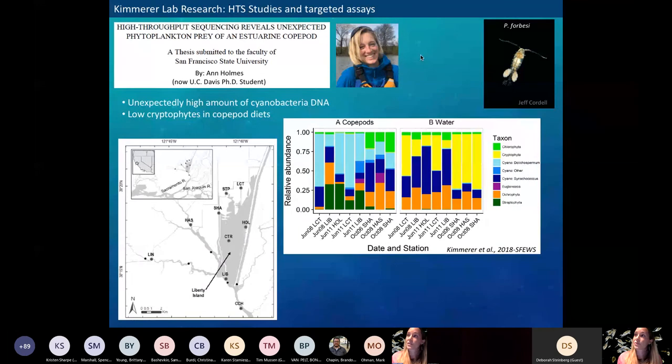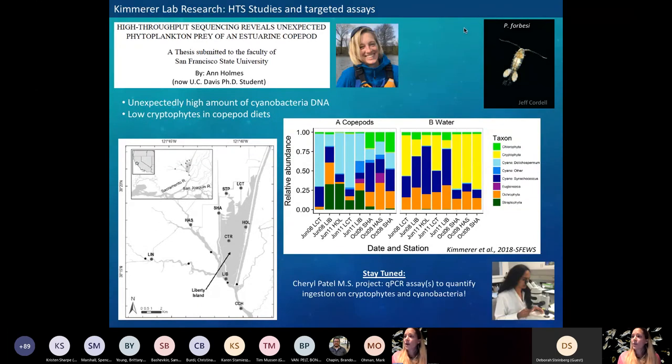That's one of the challenges with sequencing: you can't get absolute abundances yet. So, wonderful Sheriff Cheryl Patel, who I know is online, her master's project is aimed at designing qPCR assays to quantify ingestion on cryptophytes and cyanobacteria. So stay tuned. Now that we can get back in the lab, she'll be wrapping that work up soon.